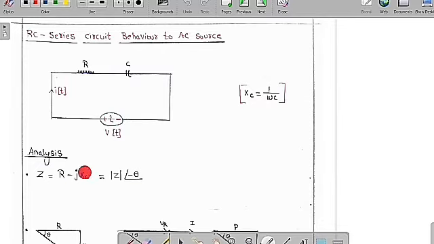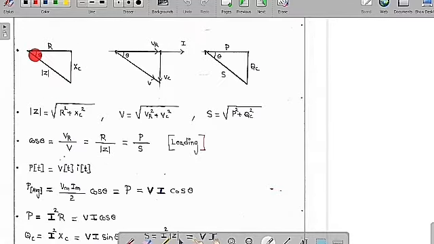This is called the rectangular format. If you convert into polar format, it is mod Z at an angle of minus theta. So mod Z is equal to the square root of R square plus Xc square, whereas theta is equal to tan inverse of Xc by R. Here the base is R. Now we take the current as the reference, because the current is the same for the resistor and the capacitor, so I am going to take the current as the reference phasor.